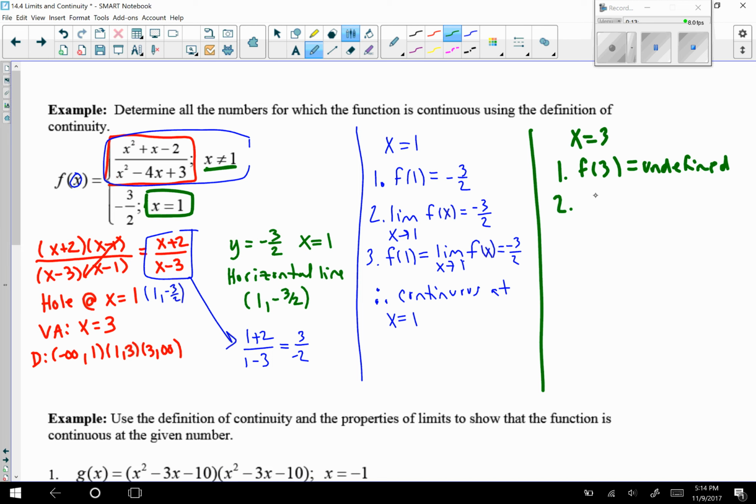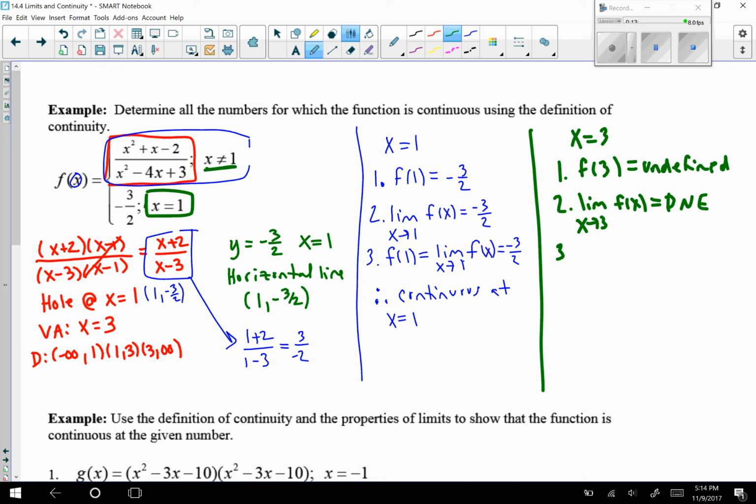And if I do the second part of the rule, the limit as x approaches 3 for f of x. If I were to think about the graph of this, I would have to figure out what the left and the right side are doing for my graph. Well, because we have an asymptote there, it's either going to go to infinity or negative infinity, so therefore it does not exist.